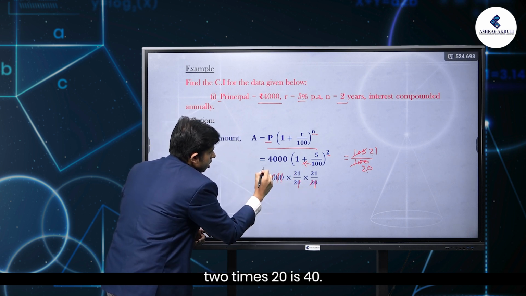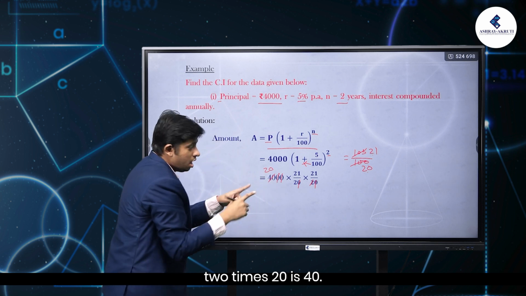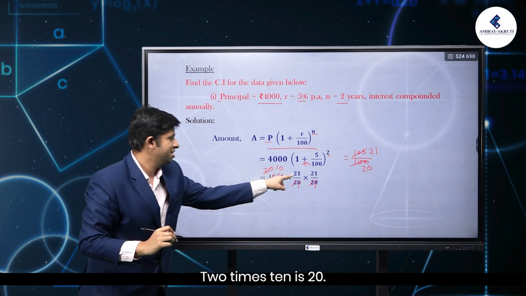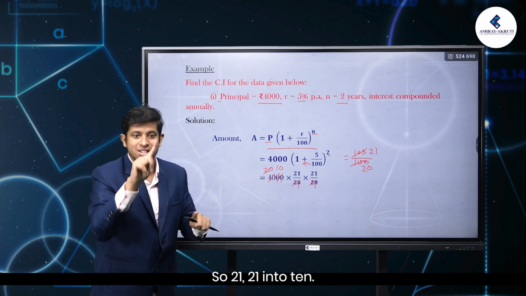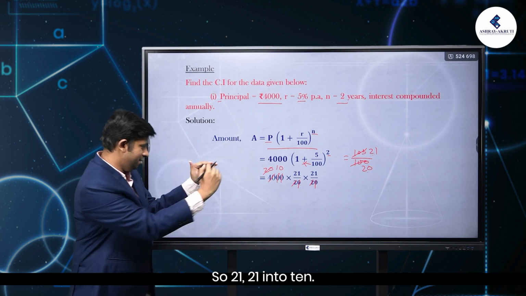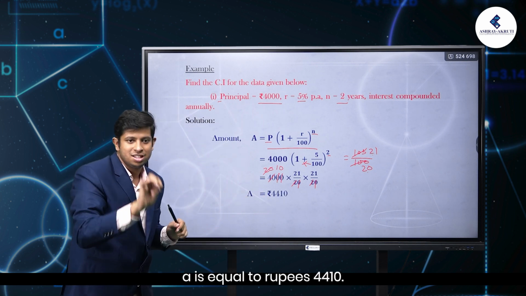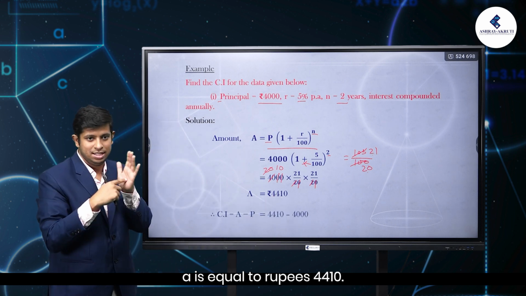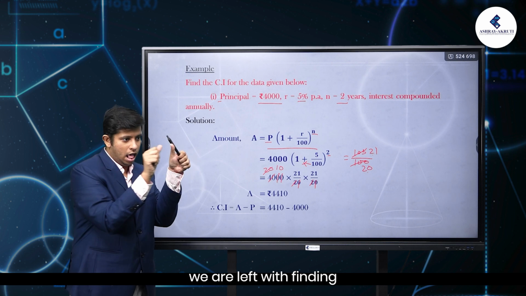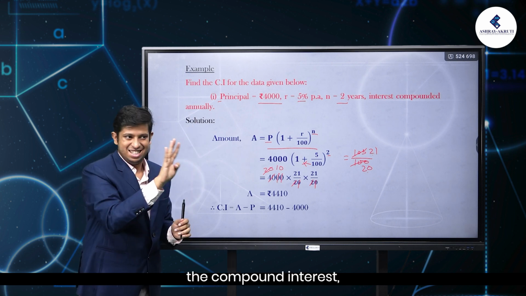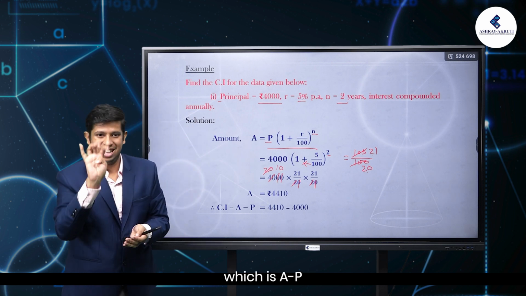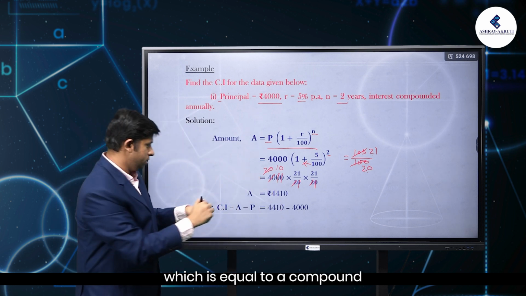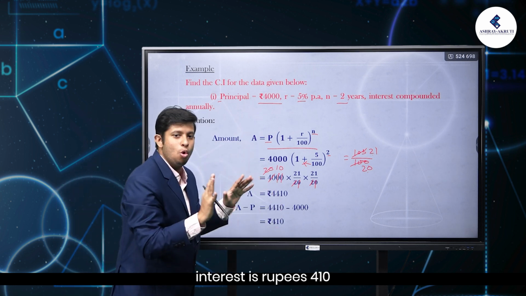2 times 20 is 40. 2 times 10 is 20. So 21 into 21 into 10, and the final answer is A equals rupees 4,410. Next, we are left with finding the compound interest, which is A minus P, which is equal to 4,410 minus 4,000, which is equal to rupees 410.